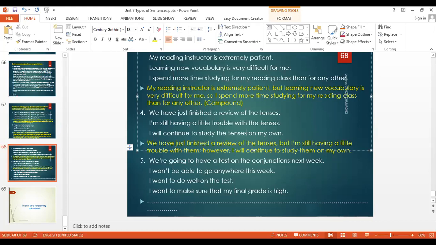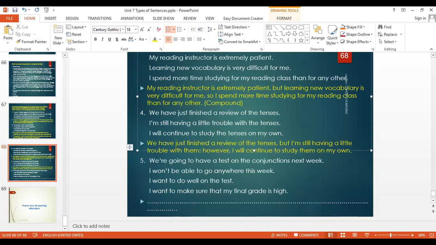Okay, no problem. We can use however, but you can also use result, right? No problem. You can use result as well. You can use like so or therefore, right? Yes. So you can use therefore or you can use however because the meaning can be okay.